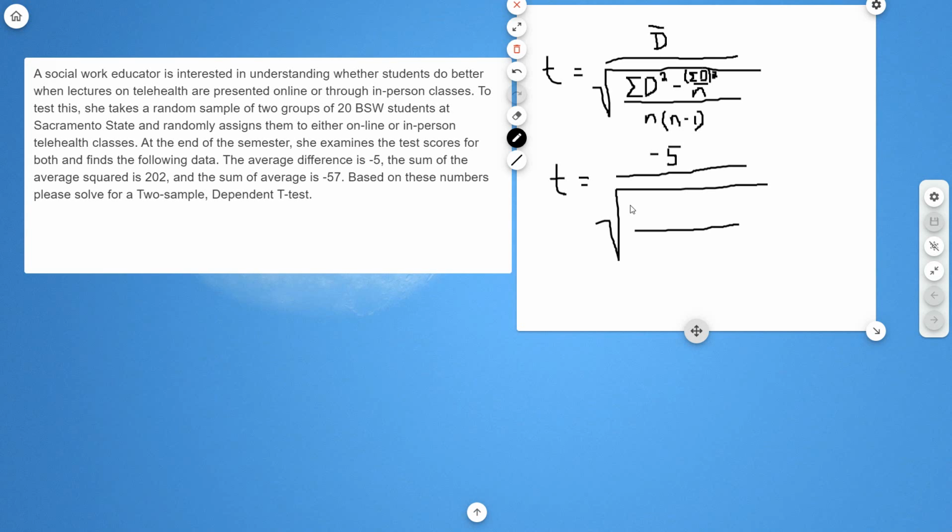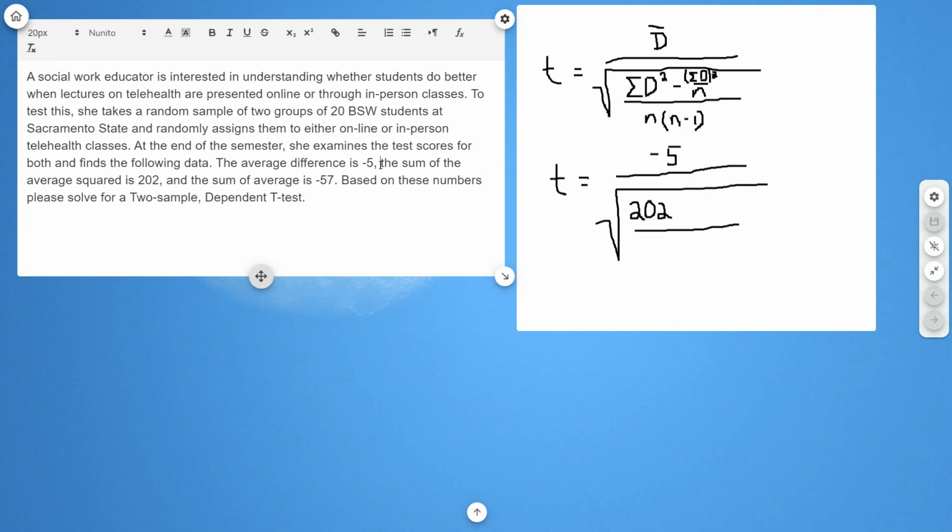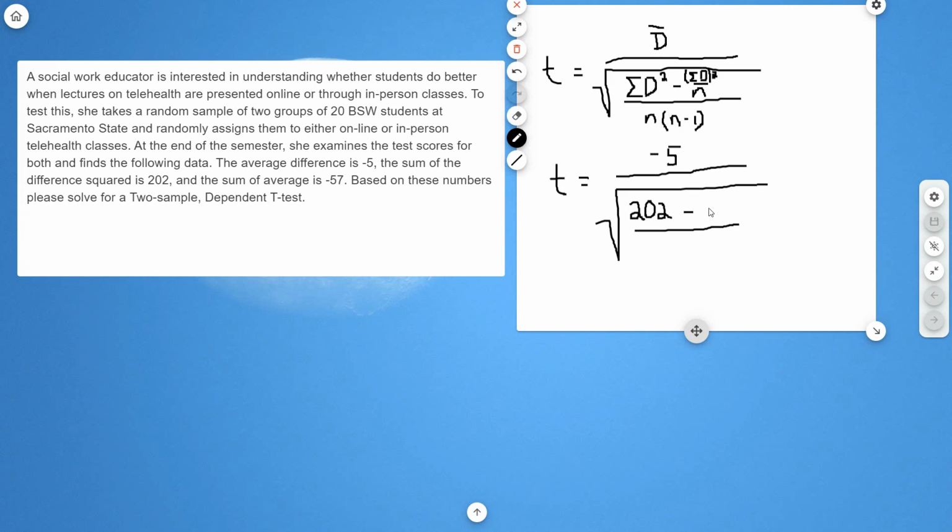We know that 202 is going to be right here. And why do we know that? Because the sum of the difference squared is the same thing as written here. I wrote the sum of the average squared, but it should be the sum of the difference. Sorry about that. I'll fix that right now. There. So that's 202, and that's going to actually be a minus sign there.